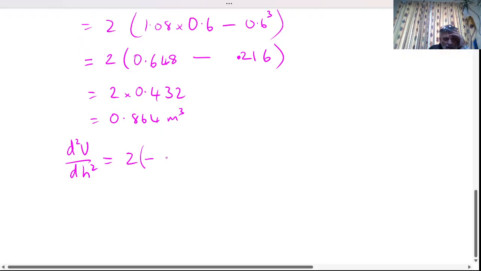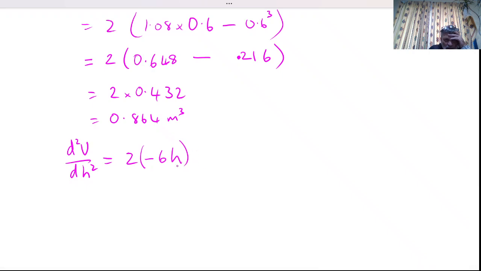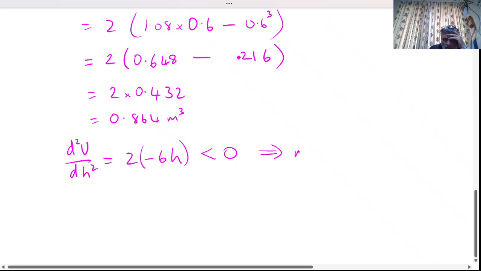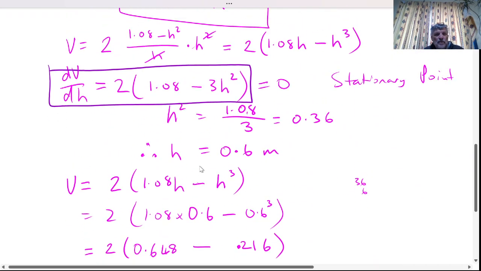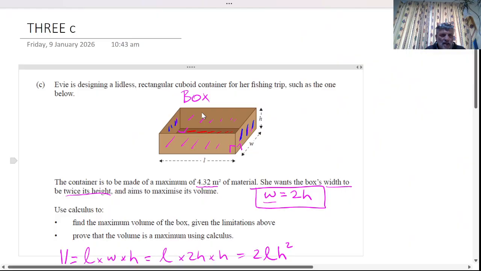2 times minus 6h. This is multiplied. That's what's meant by those brackets. h is positive. We don't actually care what the value of this is. We know it's going to be negative, so we know it's going to be less than 0, and that implies that we've got a maximum. And we are done for part C.